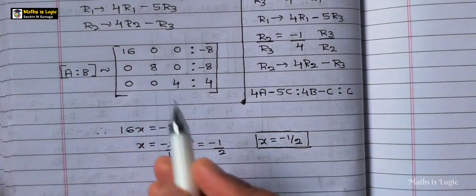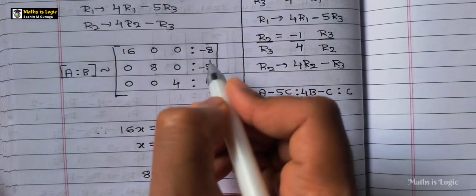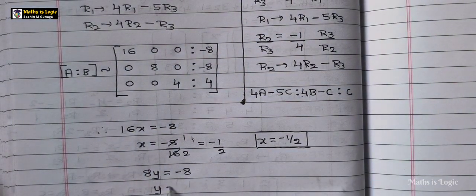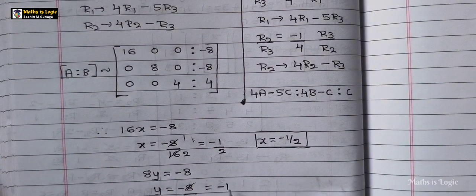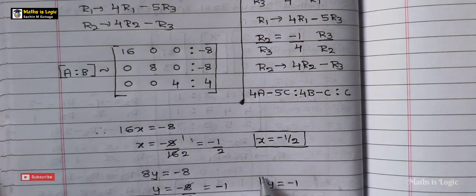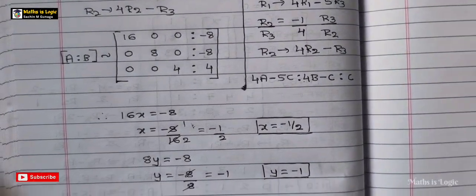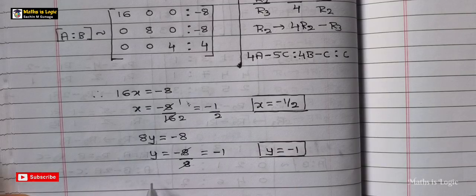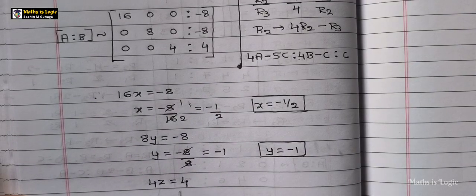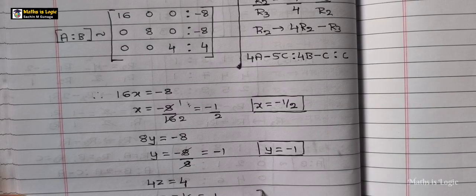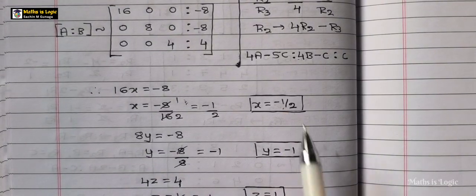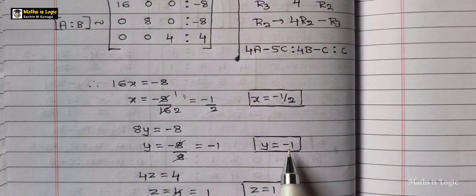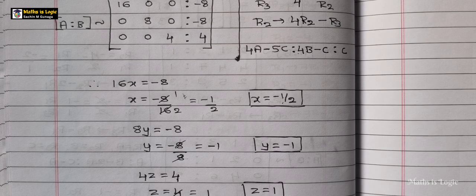Next, second y value, 8y is equal to minus 8. Therefore y is equal to minus 8 divided by 8. Cancel 8 and 8, minus 1. Therefore y value becomes minus 1. And last, this z, 4z is equal to 4. Therefore z is equal to 4 divided by 4. Cancel these two, 1. Therefore z value becomes 1. Therefore finally x is minus 1 by 2, y is minus 1, and z is 1. So this is the solution.